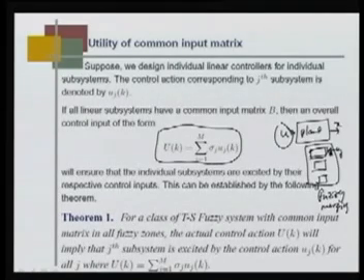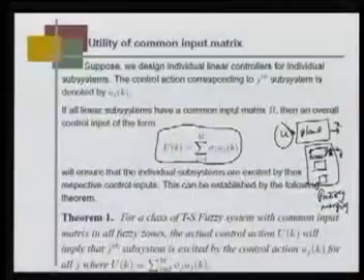For a class of T S fuzzy system with common input matrix in all fuzzy zones, the actual control action u k will imply that the jth subsystem is excited by the control action u j k for all j, where u k is the fuzzy blending of all individual control actions. You must recognize this u j is actually fake, we do not apply it to any actual system.